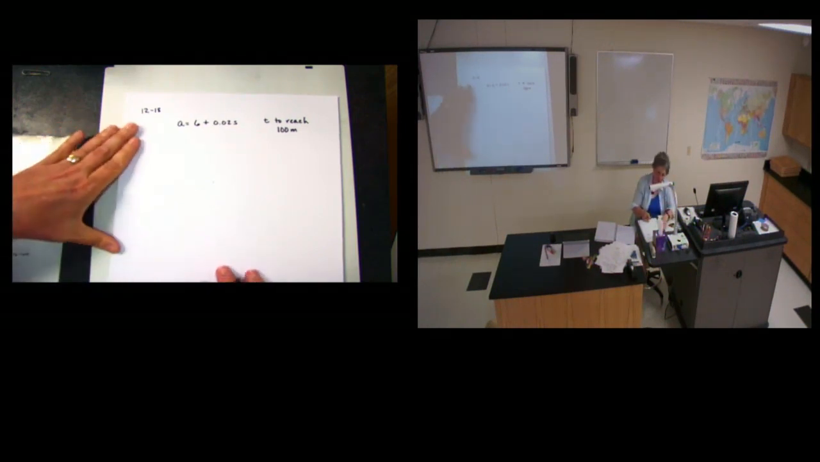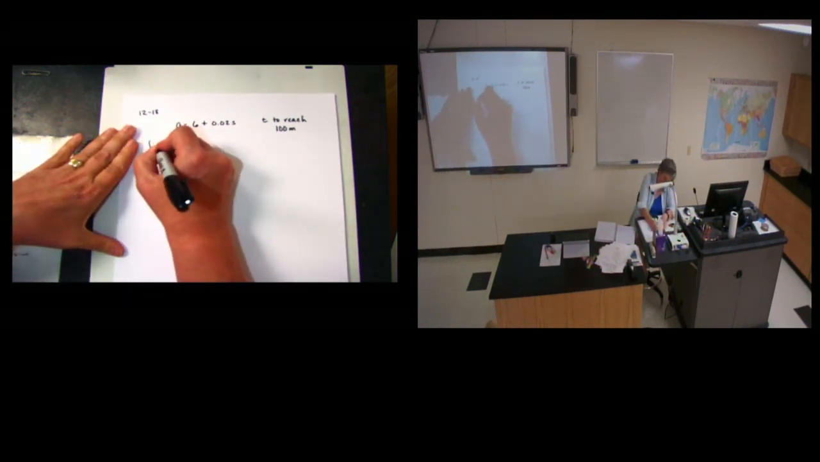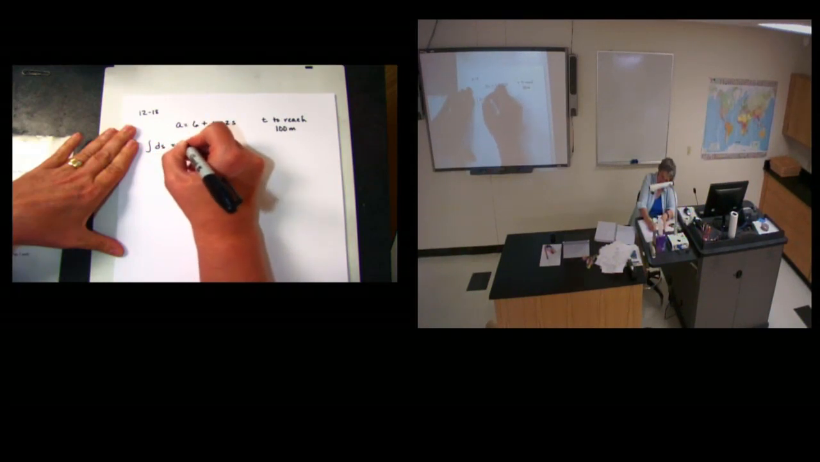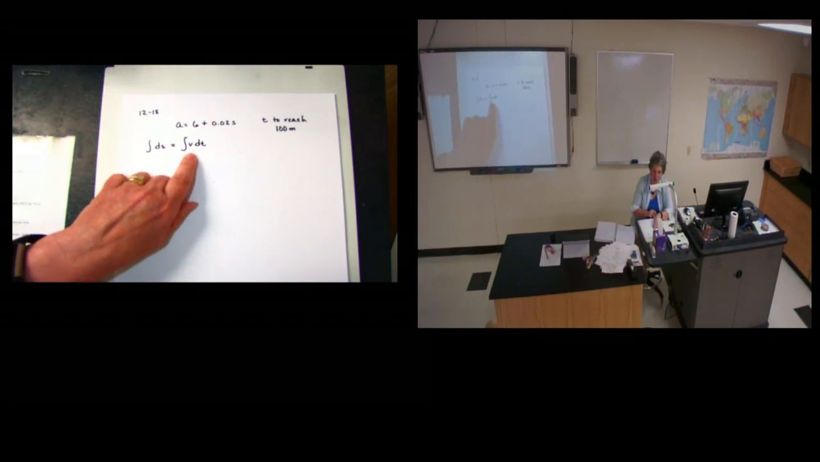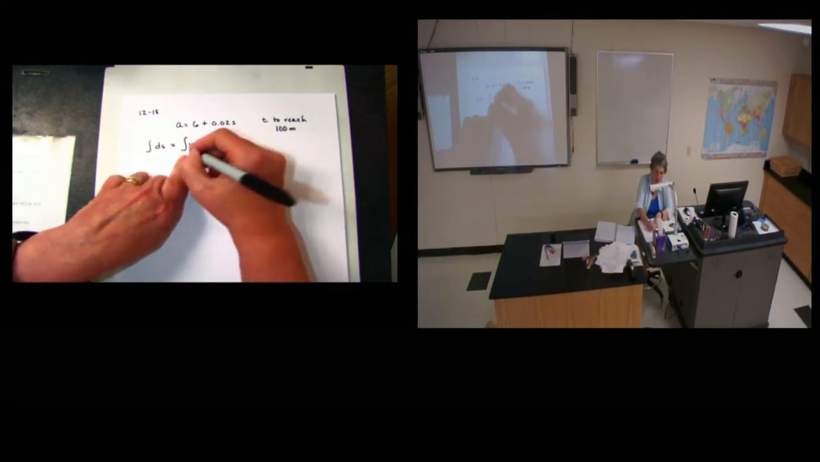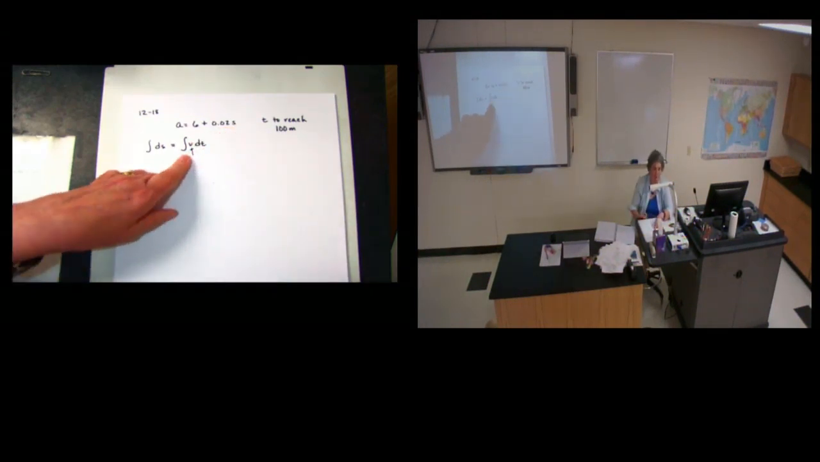Now things are going to get funky. So v is going to equal 12s plus 0.02 s squared to the 1/2. But I'm going to plug that back into here. So I'm going to end up with the integral of ds is equal to the integral of 12s plus 0.02 s squared to the 1/2 dt.